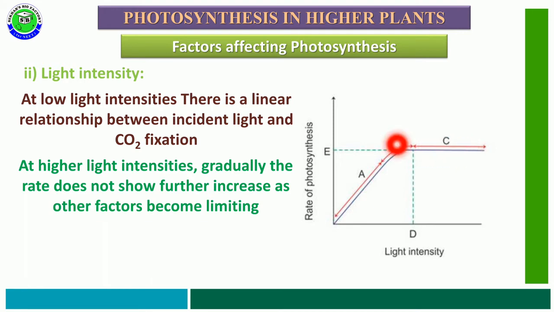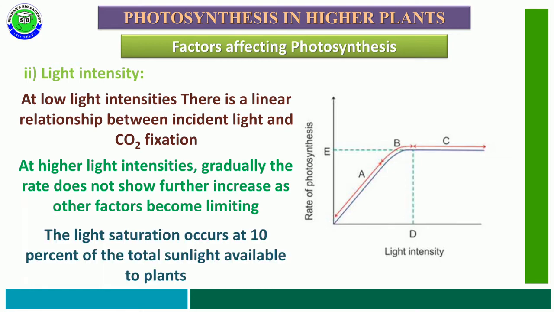And B is a point, the maximum light intensity useful for photosynthesis, and C indicates that even though light intensity increases, there is no further increase in photosynthesis rate. Along with this, at this time light becomes the limiting factor, and in this graph E represents the maximum photosynthesis rate at a high light intensity.